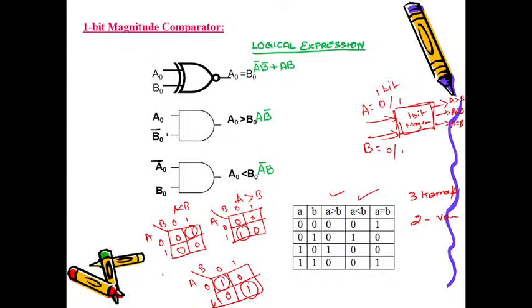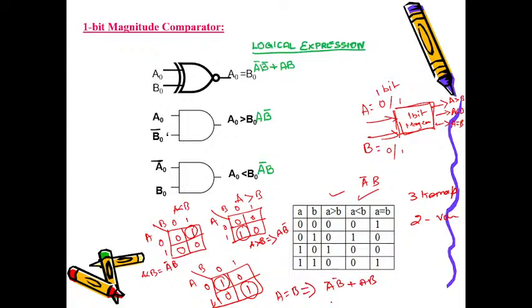So you will have A less than B is equal to what? A less than B output is what? A bar B. A less than B is equal to A bar B. A greater than B output function is equal to what? A B bar. And what is this grouping? To represent the equality function, we have A bar B bar plus AB.